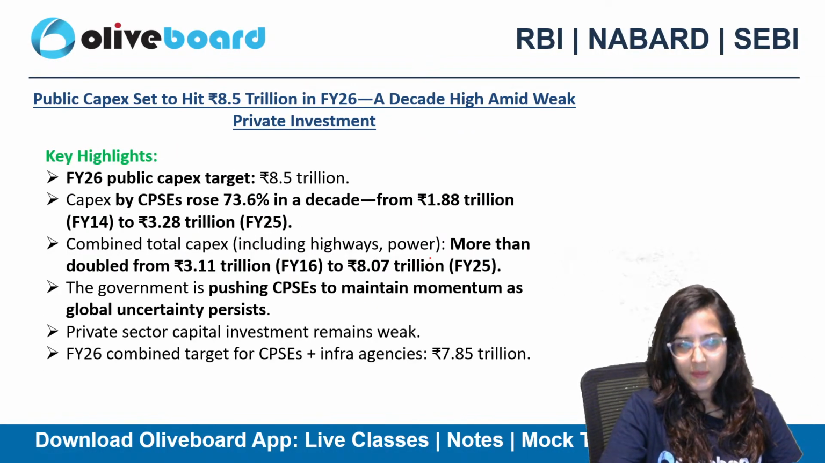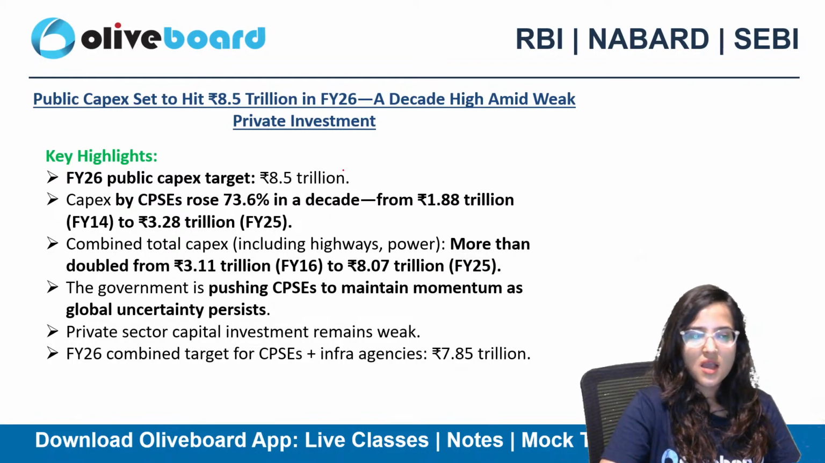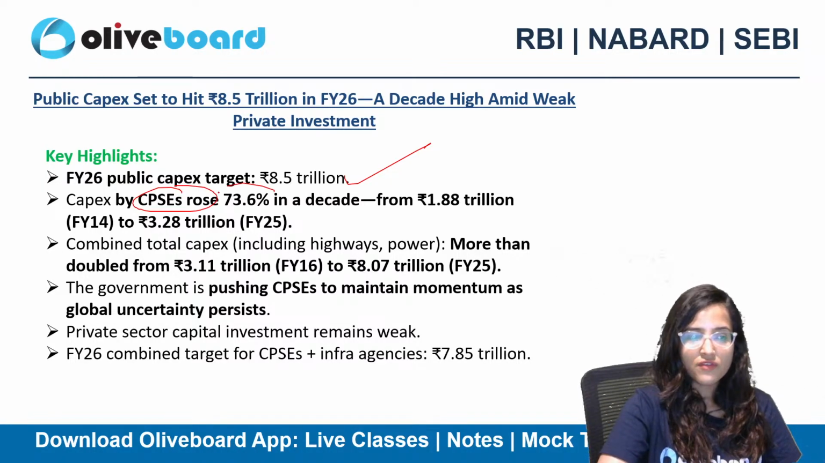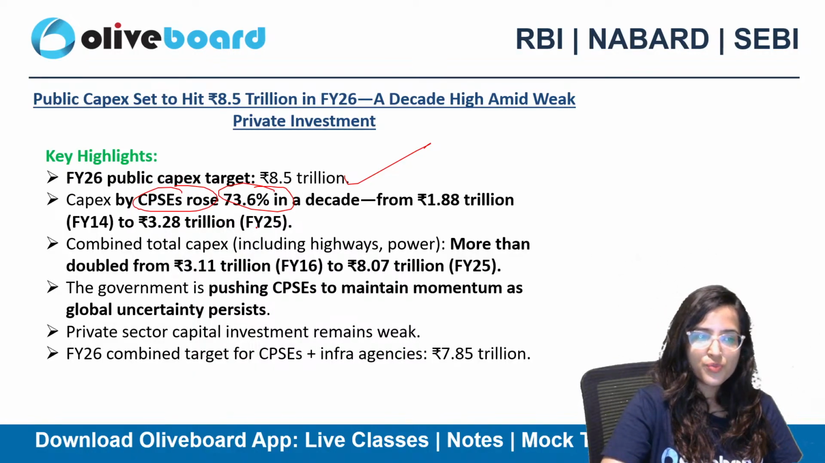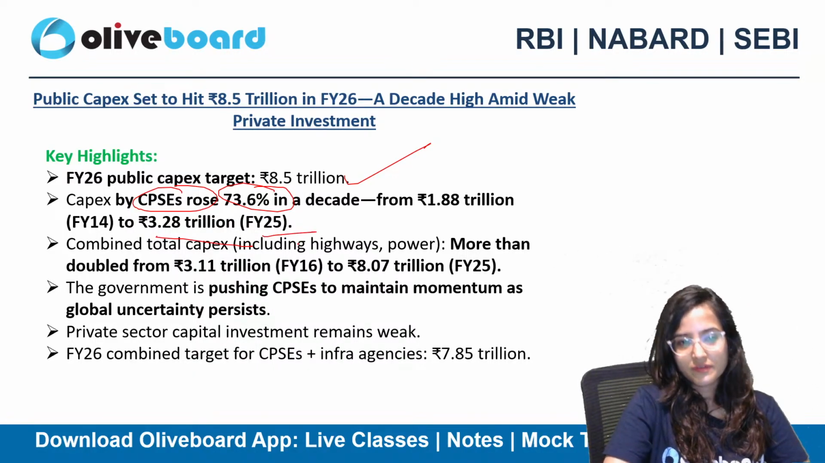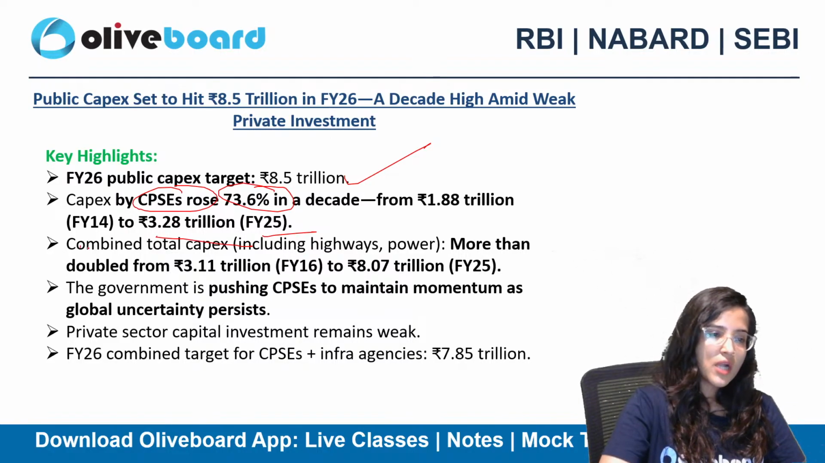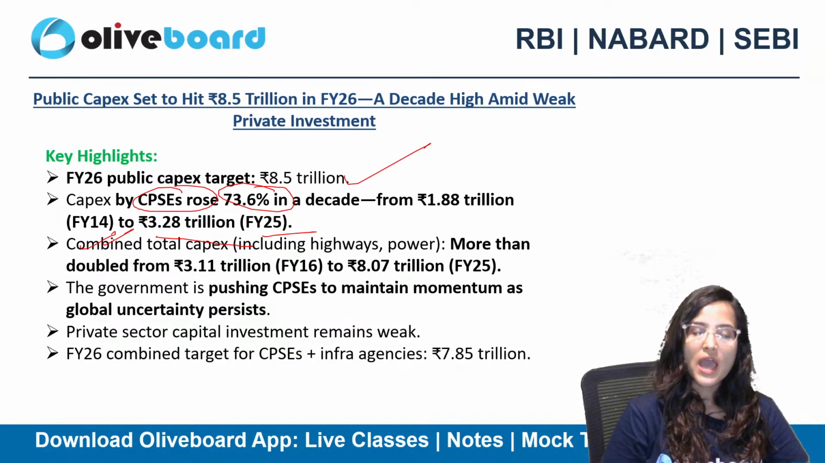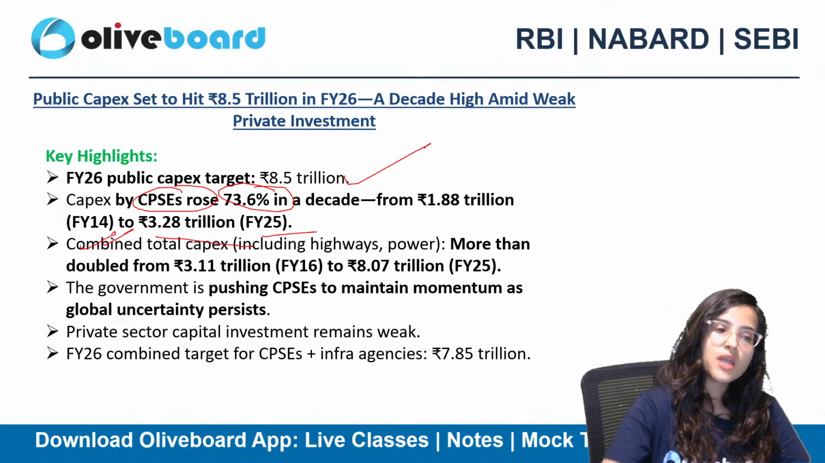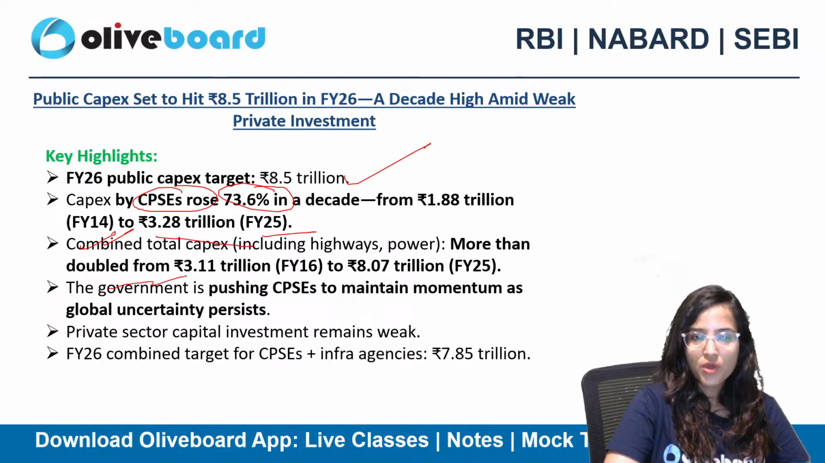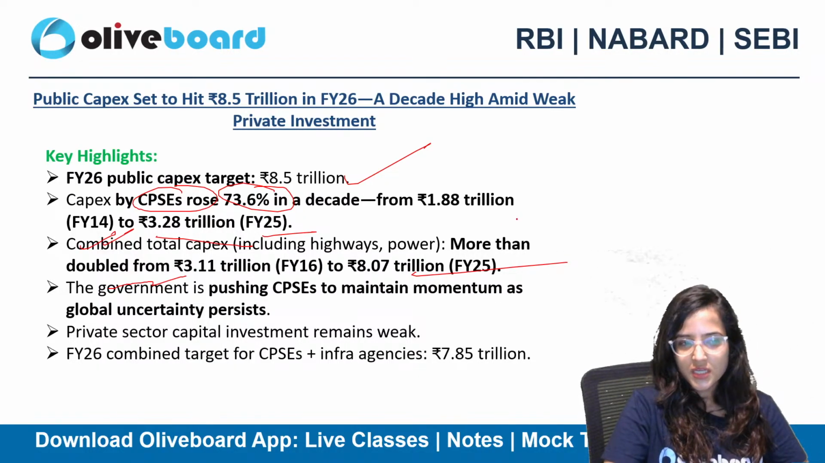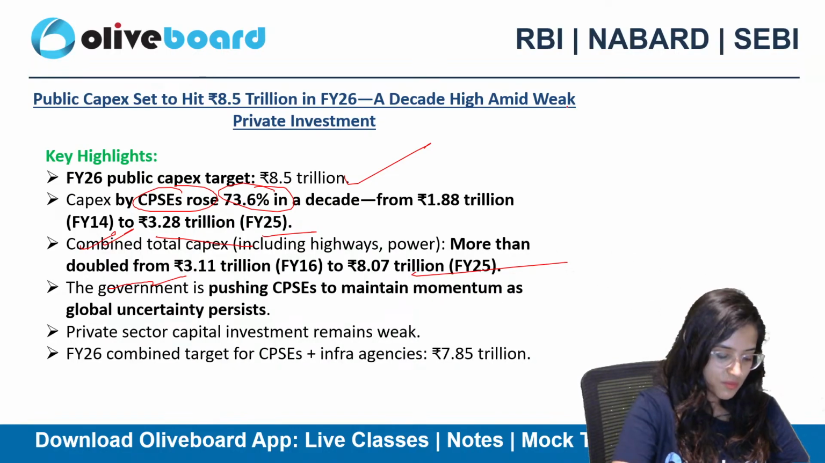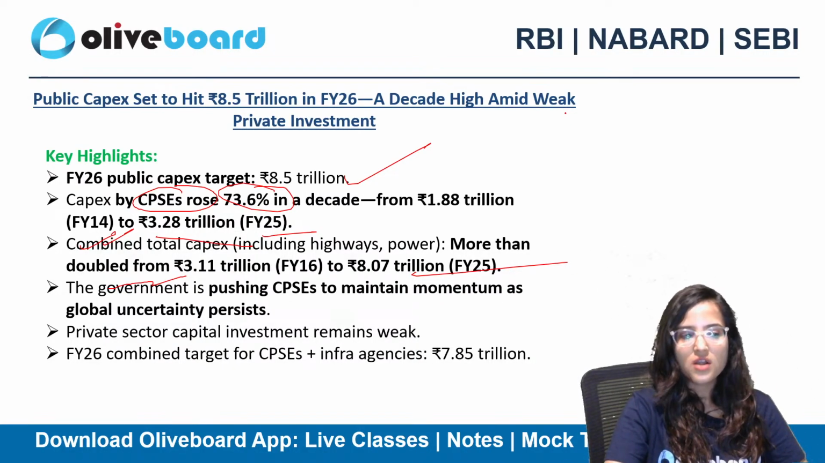That is why the government is aiming to boost economic momentum. So the financial year 26 public capex target is 8.5 trillion rupees. Capex by central public sector enterprises rose 73.6% in a decade, from 1.88 trillion rupees to 3.28 trillion in financial year 25. If we talk about the combined total expenditure, which includes your highways, power, it has more than doubled from 3.11 trillion to 8.07 trillion in financial year 25. This is because of global uncertainties, and private sector investment has been very weak. That is the reason why we are focusing on this.